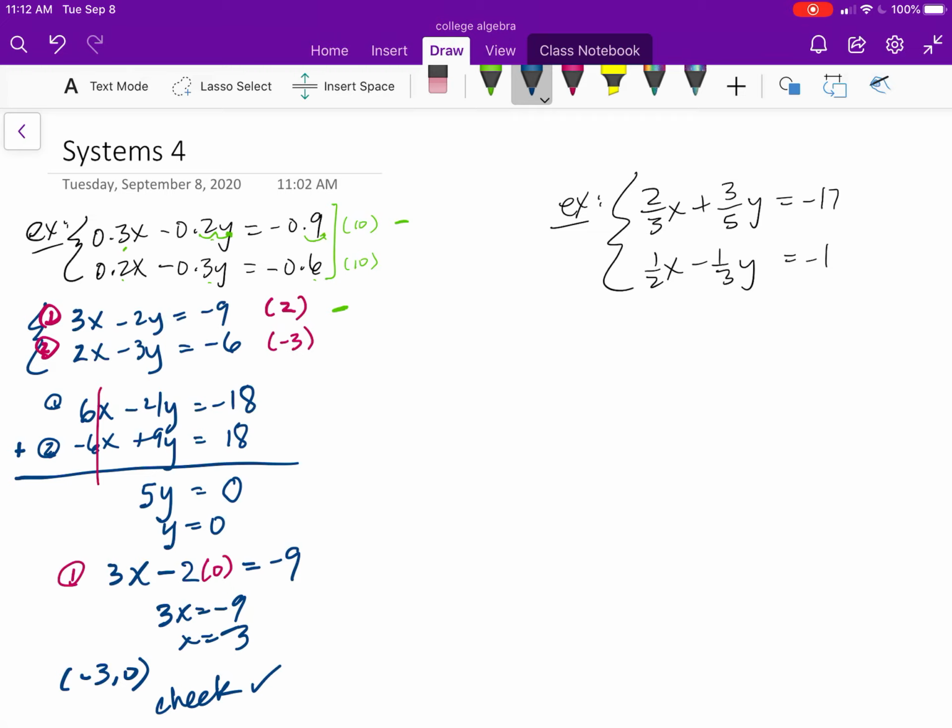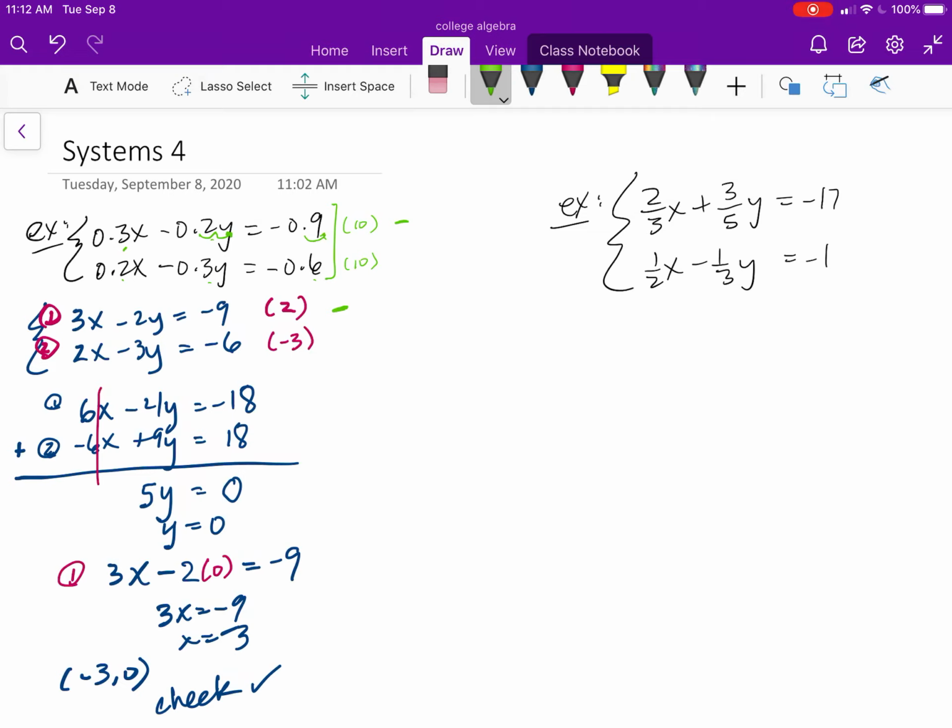Okay, this next example we have fractions, and often students just dread fractions. You know that you should be comfortable enough to solve it with fractions, but why make it harder on yourself? Let's just get rid of them. As capable as I am to do fractions, I would still just clear them. I would rather solve a system without fractions than with. So how do we do that?